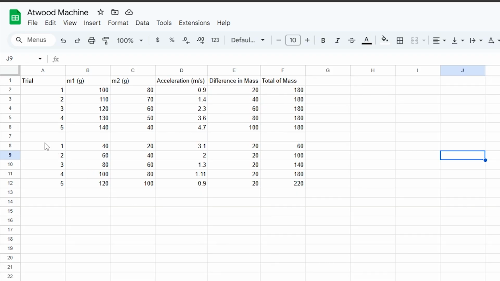But in our second experiment, we kept the difference in mass the same, and the only difference was the total mass. So we started with M1 equaling 40 grams and M2 equaling 20 grams. And each time we increased the mass by 20 of each thing, we kept the difference the same. So the difference was the same in each of these, but the acceleration was still changing.